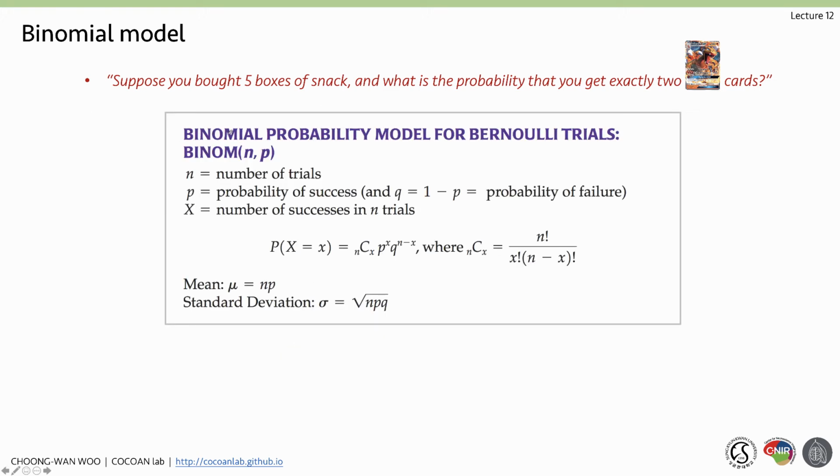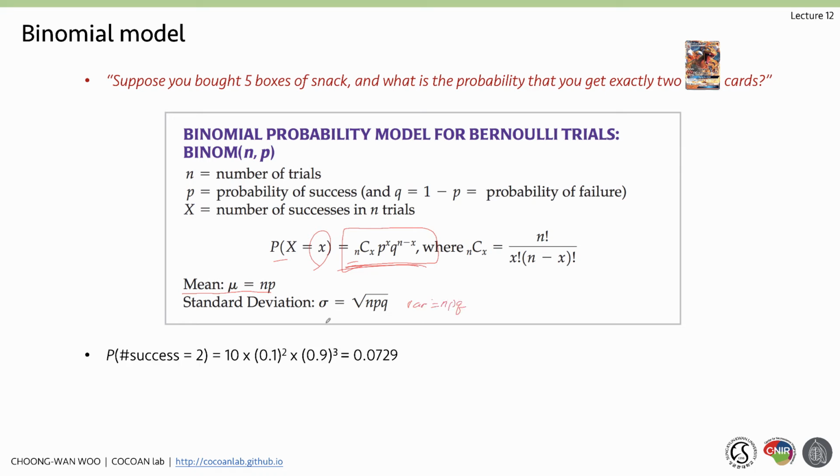So in binomial distribution, P(X equals x) means, among the number of trials, what is the probability of getting x number of successes? That can be expressed like this, right? And the mean becomes np, and the standard deviation becomes square root of npq. That means variance becomes npq.